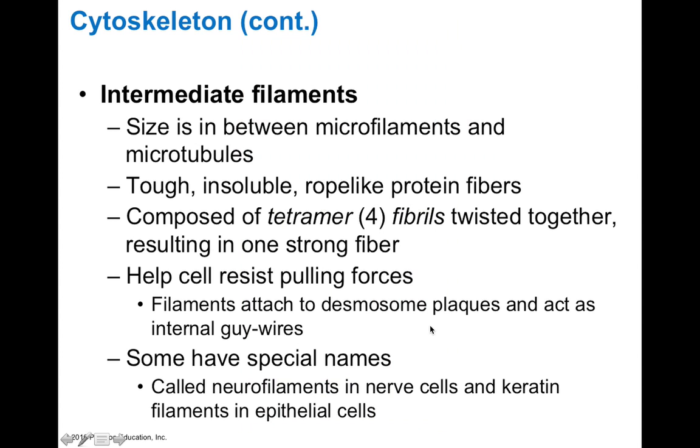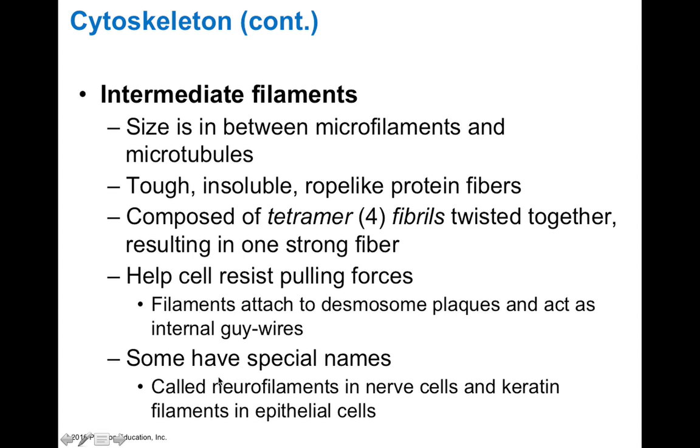Now, intermediate filaments have an intermediate size, hence the name, and they're tough, insoluble, rope-like protein fibers that are made of 4 fibrils that are twisted together. They actually are involved with helping to resist pulling forces. So we find that these filaments attach to desmosomes. Remember, desmosomes were the intercellular junctions between cells. And these intermediate filaments, by attaching to desmosomes, help to hold those cells together very well.